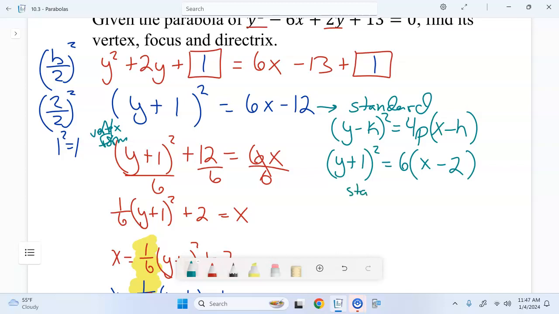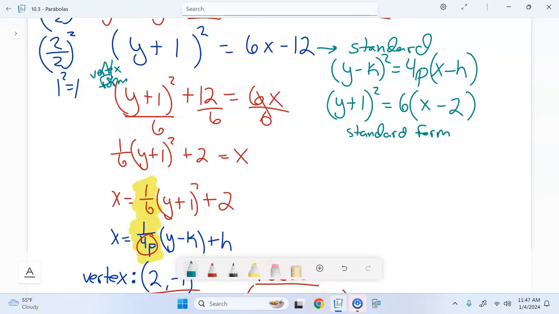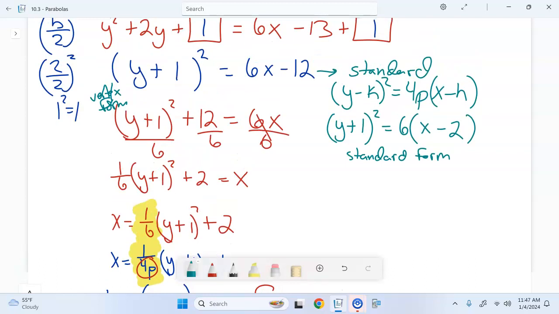A little faster to get to standard form. But we have to be really careful when we're filling in the values of h and k and p, right? Now, just like we did here, 6 has to equal 4p. So we'll still get the same value for the focal length. Here we have negative k equals 1, so k equals negative 1. And then here we have negative h equals negative 2, so h equals 2. So we still get the same values for h and k and p. It's just presented in a slightly different way.